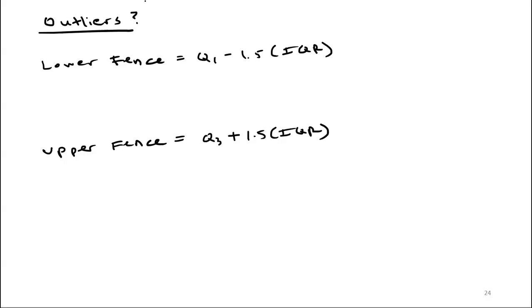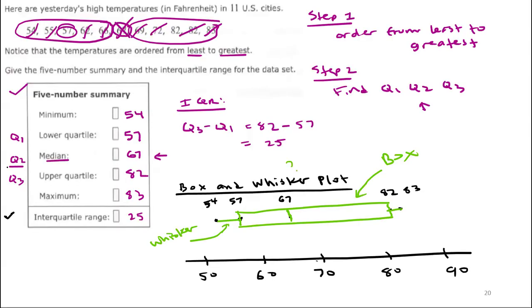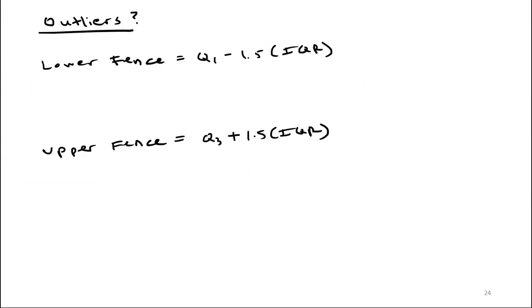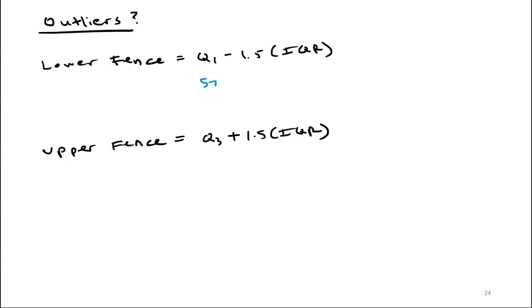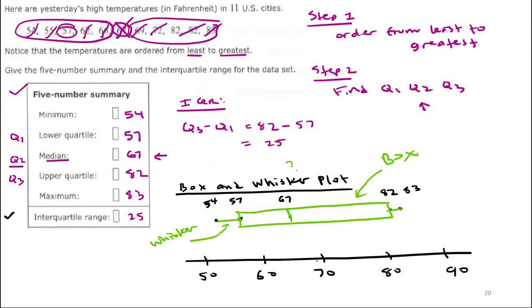All right. So again, the lower fence, you just do Q1 minus 1.5 times the IQR. The upper fence, you take Q3 plus 1.5 times the IQR. So again, we're going to use the same data that we had before. For our Q1, our Q1 was 57 and our Q3 was 82. So let's write that down. So Q1 was 57 and our Q3 was 83. Double check that. Nope, 82.